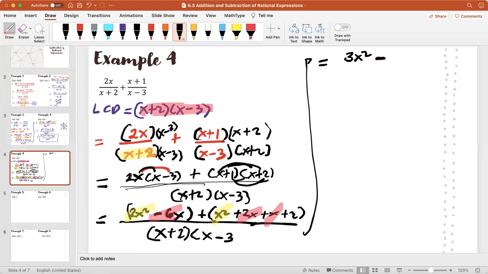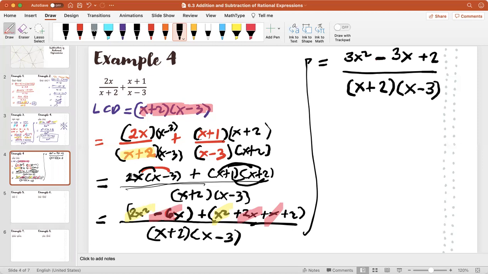So that's negative 3x. And then there's only one constant term, 2, so that's simply plus 2, all over x plus 2 times x minus 3. I forgot the parenthesis there. Now let's see if we can factor our numerator. That's 3x squared minus 3x plus 2. Let's do the AC method and see if we can come up with factors.